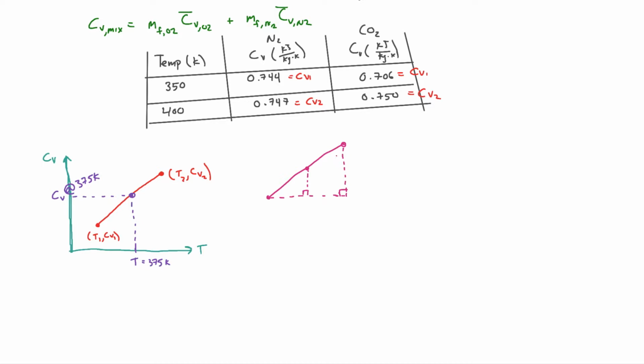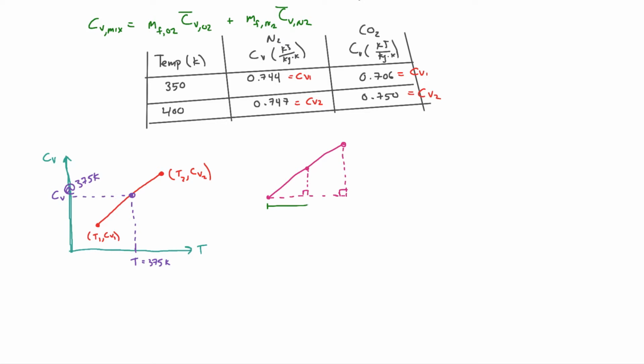So since these triangles have a right angle and they share the same angle right here, that must mean all the angles are the same, so like that. Therefore, what we can do is use the idea of similarity or proportionality and write out an equation to solve for this C value.